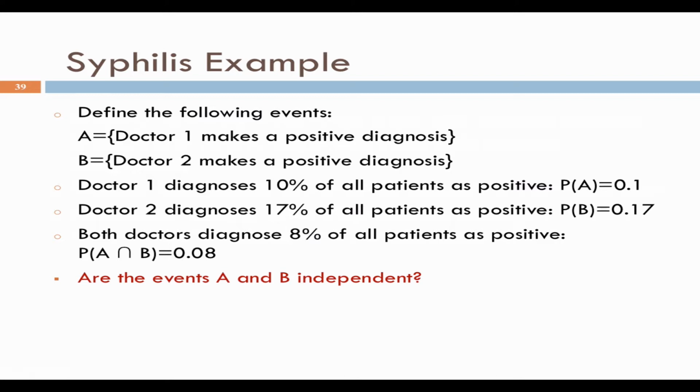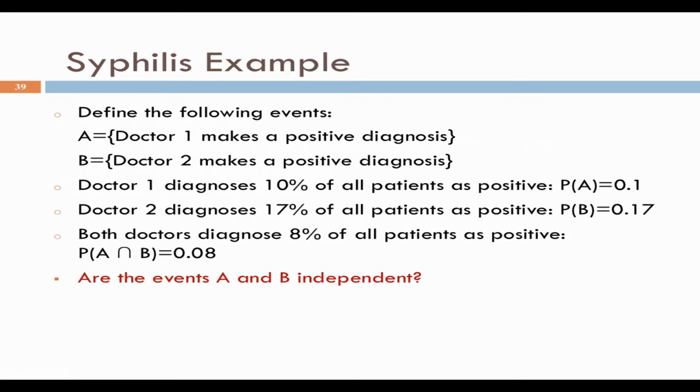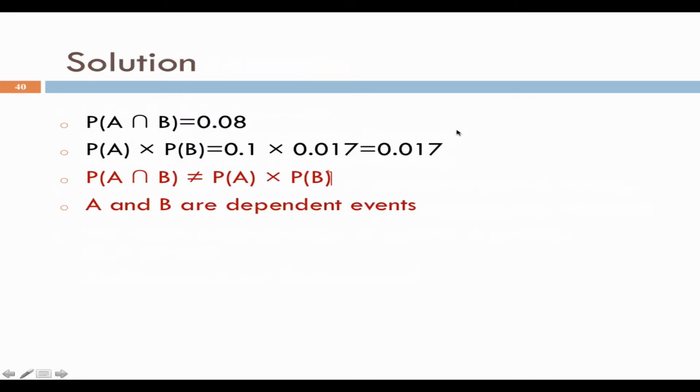And the way to check this is by definition. You were given that the probability of A intersect B is 8%. So the probability of A multiplied by the probability of B, by the two numbers that you were given, is 10% multiplied by, I think there's a mistake here, 17%. So this should be 0.17. And then this product equals 0.017.